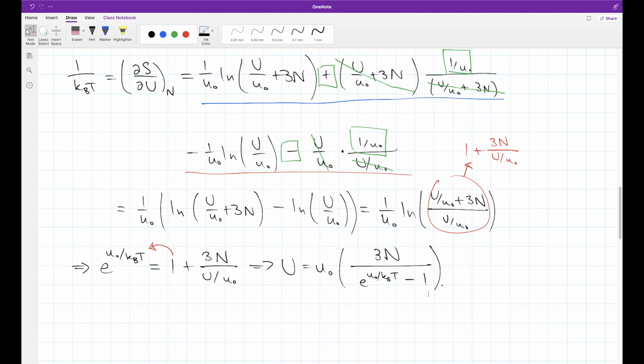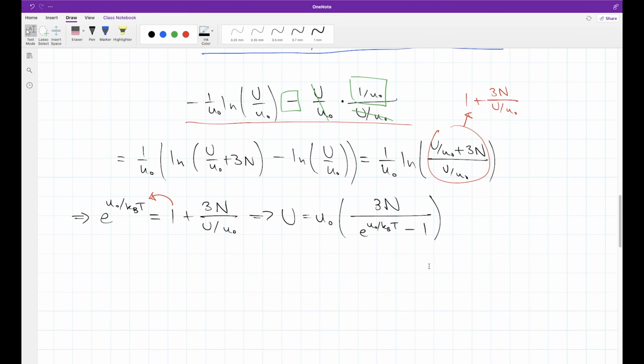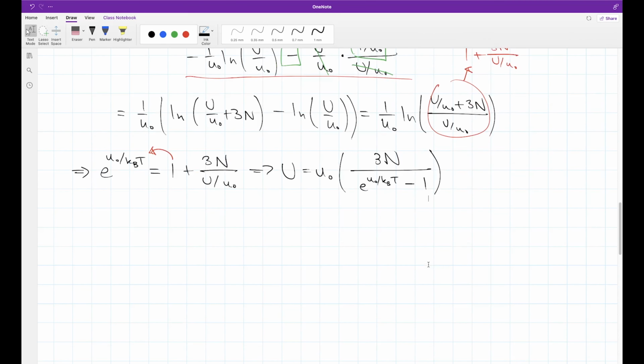Good. Now, this is a pretty strange type of function, maybe one that you haven't encountered before. And so it pays to take a look at it. First of all, we see that it has type energy, as it must, because 3n has no type, nothing in the denominator has type, and u naught has type energy. So we're good there. Furthermore, it's extensive because 3n is extensive and everything else is intensive. So u has all of the properties that it should have, which gives us some confidence that this makes sense.